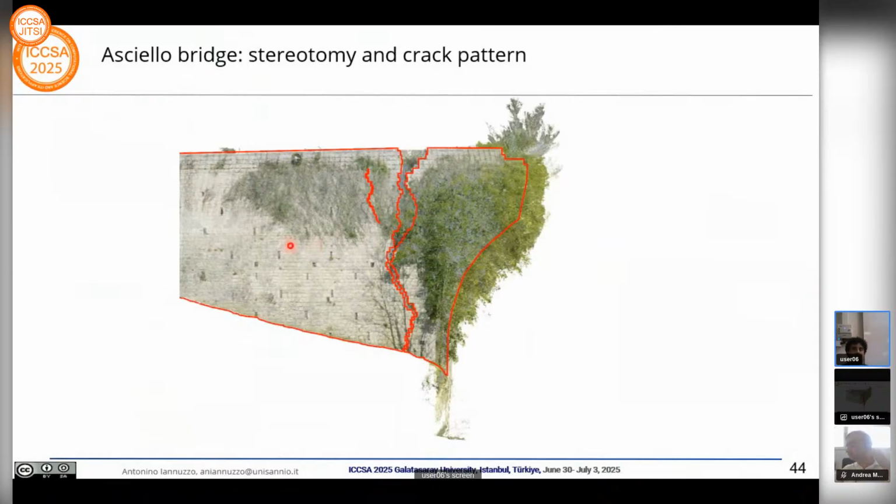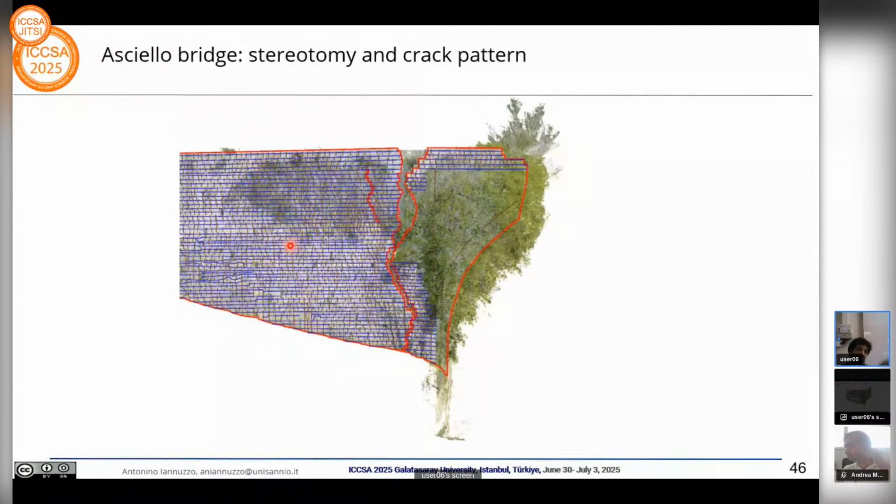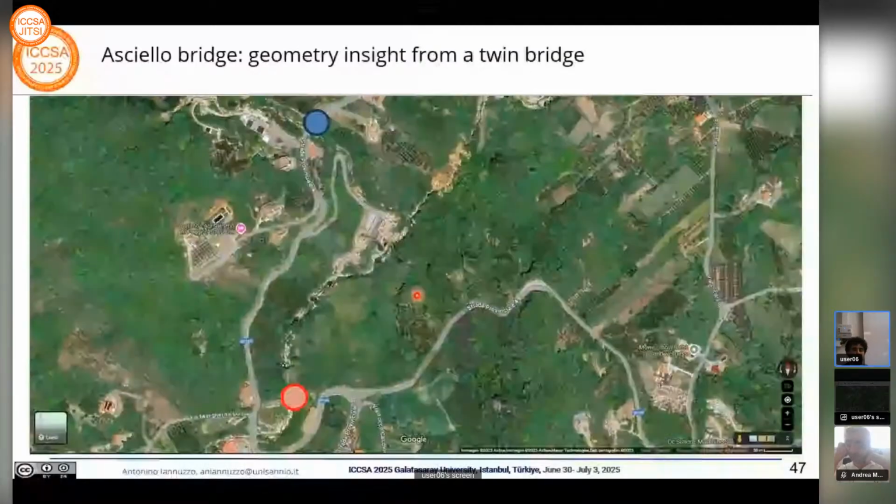The course is horizontal and very regular. This was the portion of the bridge that was built in the 1860s. To gather more information, we were lucky that a person told us there was a twin bridge next to this one, and the twin bridge is still in use.